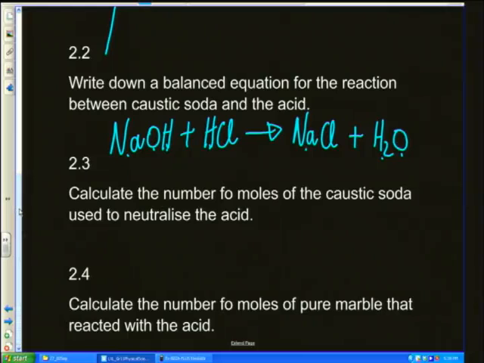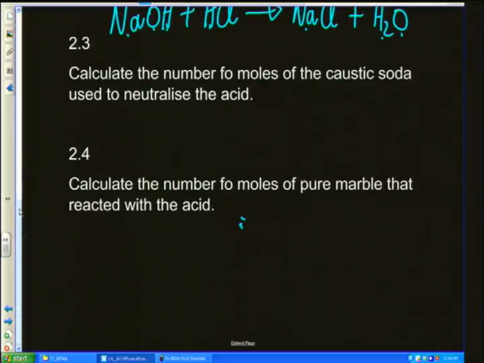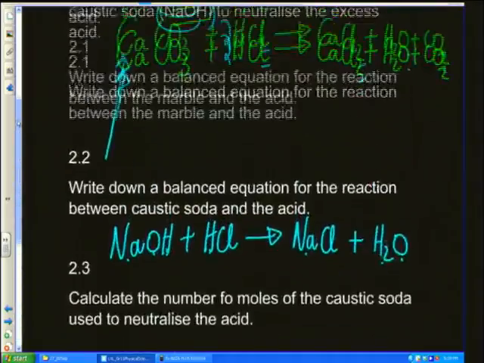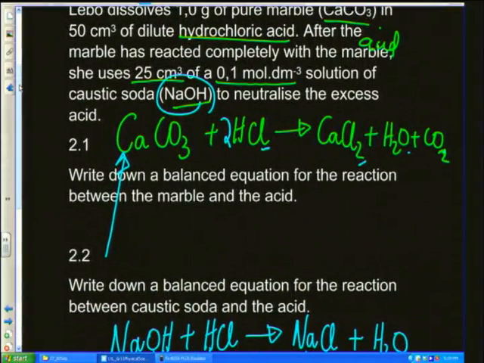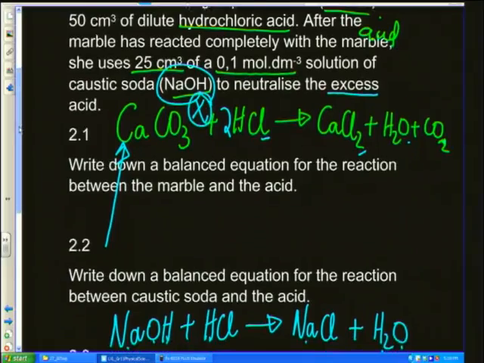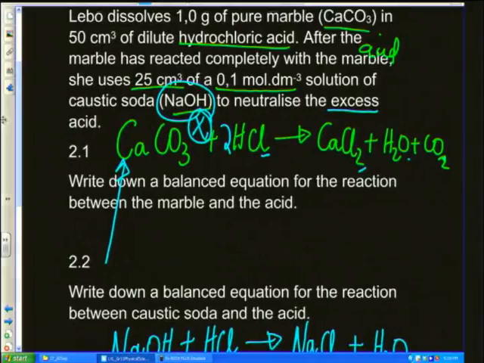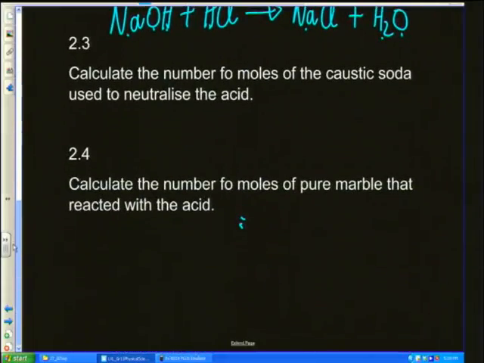So that's fine. Now, the next one says, calculate the number of moles of the caustic soda used to neutralize the acid. Now, let's go back to the information that is given to us. The solution of caustic soda that was there is 0.1 mole per cubic decimeter. And then what is in excess is the acid. It means the whole of sodium hydroxide has been consumed. Okay. So if I am to calculate the number of moles, I would use the equation that says concentration is number of moles over volume.